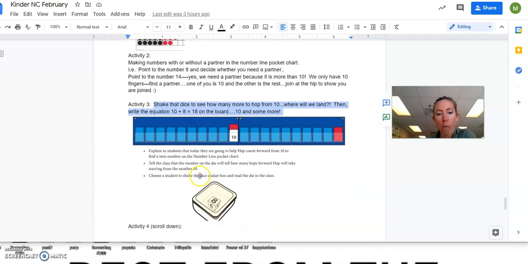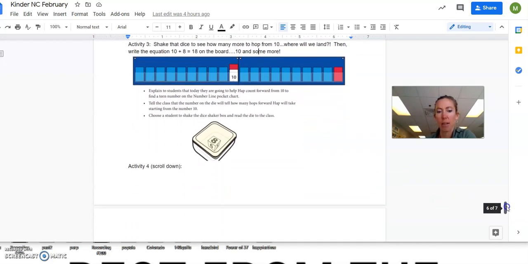Another idea of working on those teen numbers is to cover up all the numbers in your pocket chart, and you just have 10 showing, and you have the happy hopper helping out, saying he's going to hop from 10 somewhere. And we're going to roll this dice to see where he's going to land. So we roll the dice, we get 8. So from 10, we have to take 8 hops. So where are we going to land, do you think? So then it's a matter of doing 10 plus 8 and seeing that that's 18.